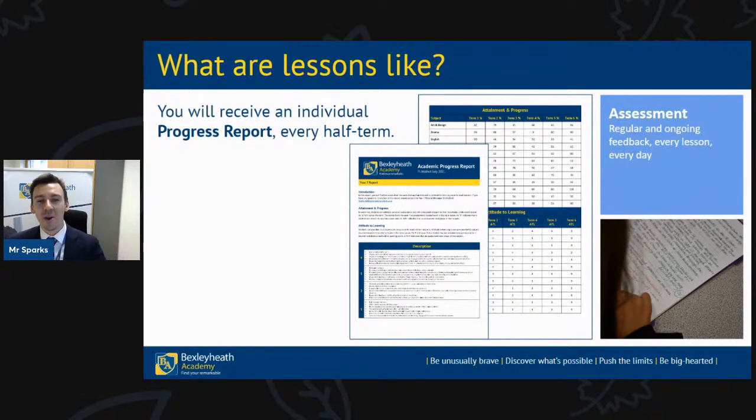And not only do parents and carers in this school receive an individual progress report every single half term, you also receive, and this is really important, something that's very unique to this school, what we call a daily engagement report. Parents and carers in this school by 4:30 every single day will get a score for each one of their child's lessons that will tell them how well their child engaged in their learning in that subject for that day.